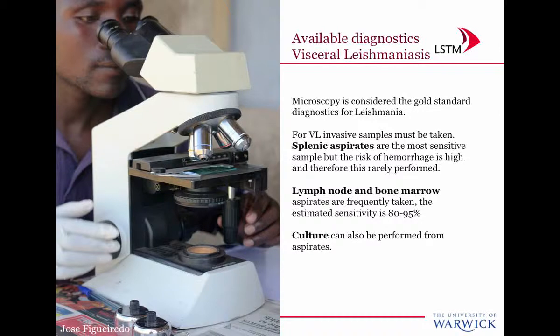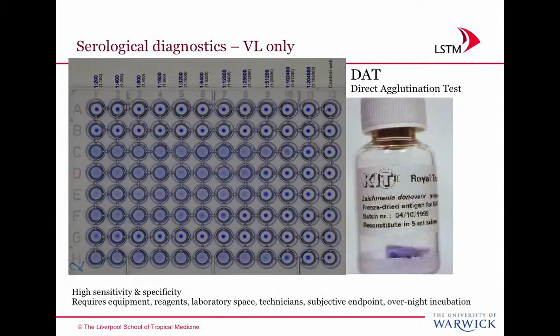But this is rarely performed, which is probably a good thing, and can only be performed when you have good access to surgical facilities. In its stead, we have lymph node and bone marrow aspirate, but these have lower sensitivity. For example, in Ethiopia, people don't have parasites in the lymph node. In Sudan, they don't have parasites in the bone marrow. So there are some questions there. And we also have culture.